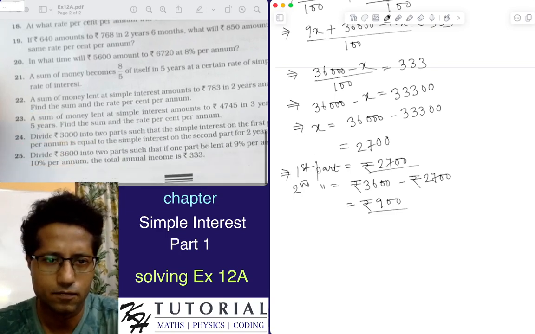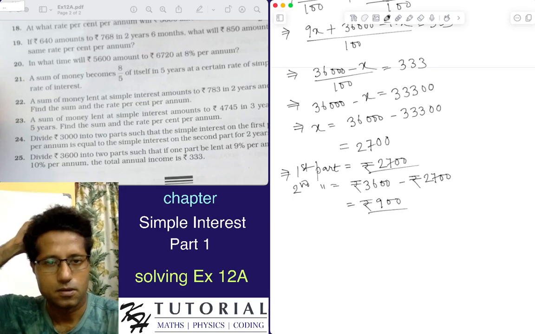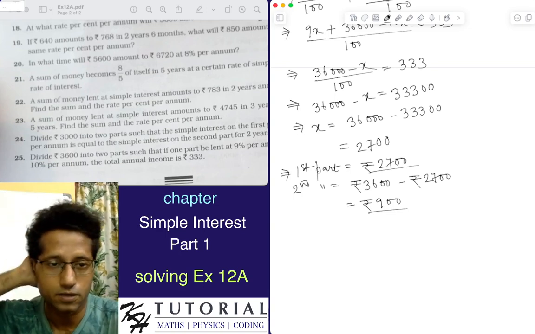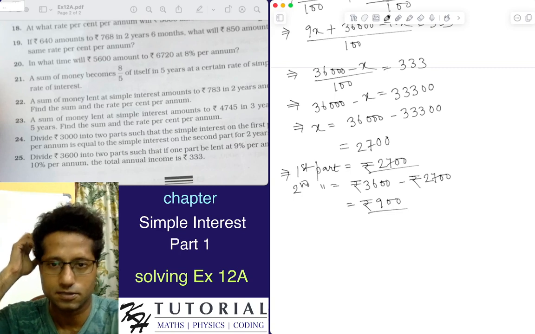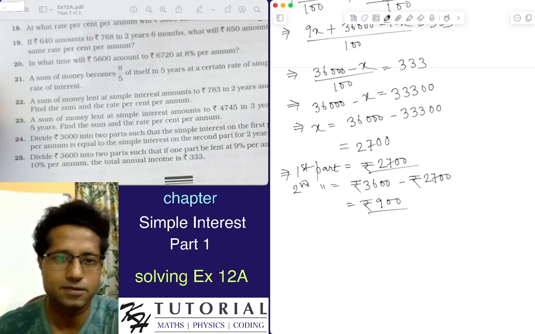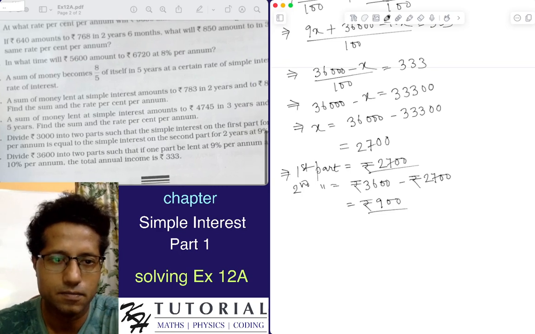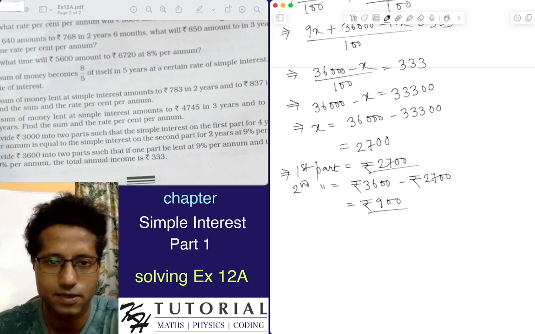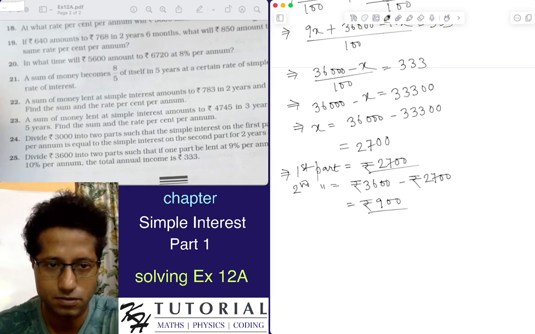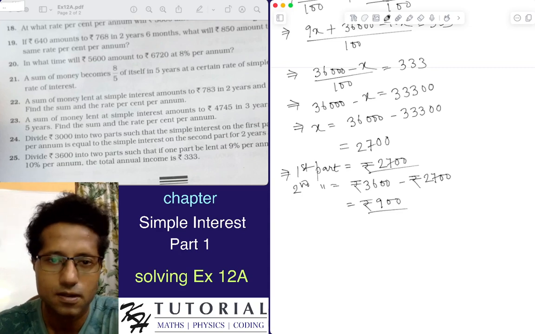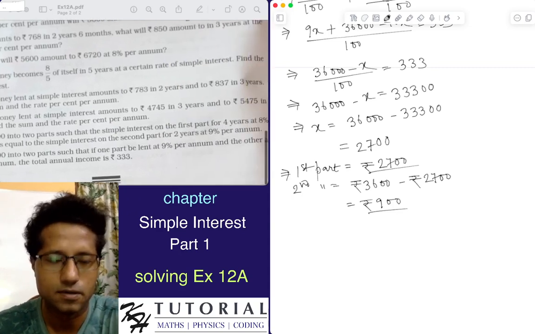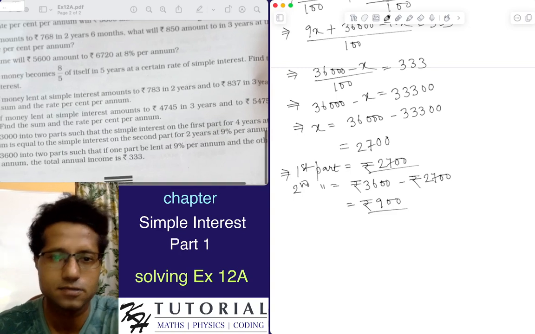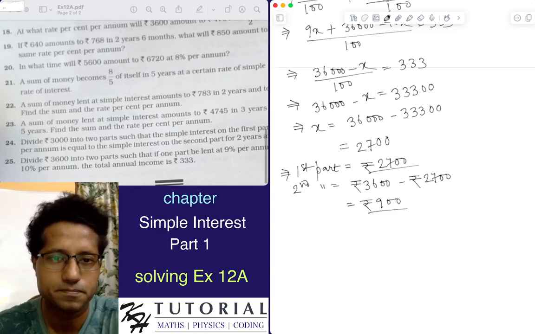See, you will compute the simple interest. You will assume the first part is x and the second part will be 3000 minus x, and from the first part x you will find the simple interest for 4 years at 8%. It will be in terms of x, and for the second part 3000 minus x you will also find the simple interest for 2 years at 9%, and then you will equate the two, you will get a linear equation in x. From there you can find x. This is quite simple, like question number 25. So I am not doing it.